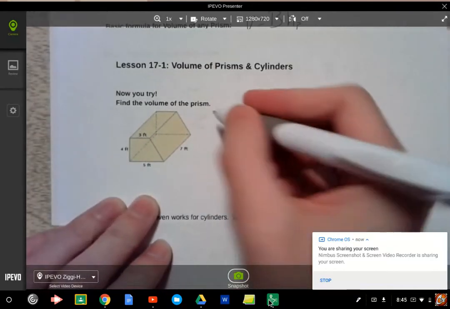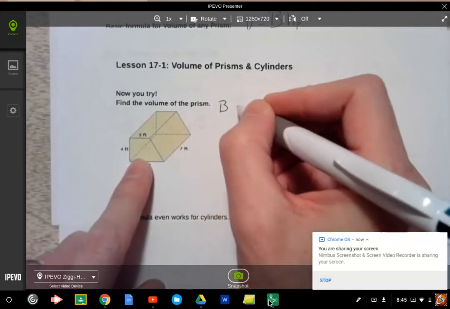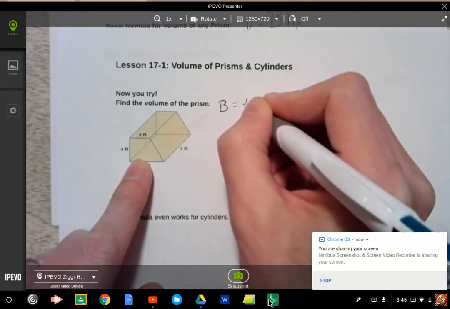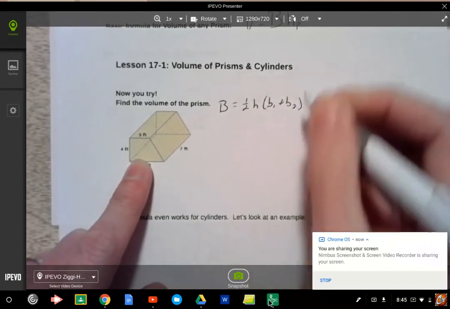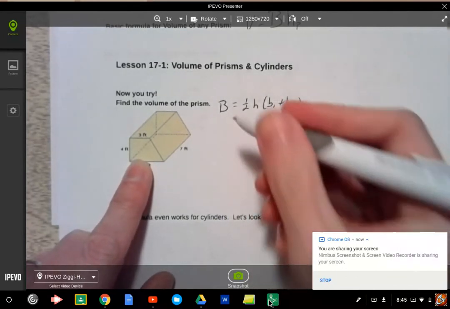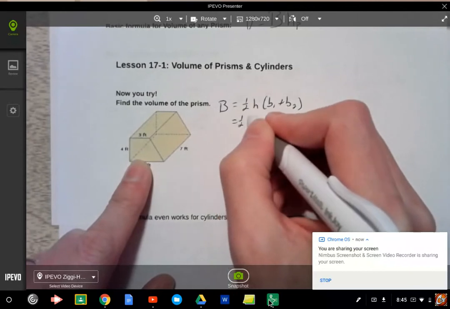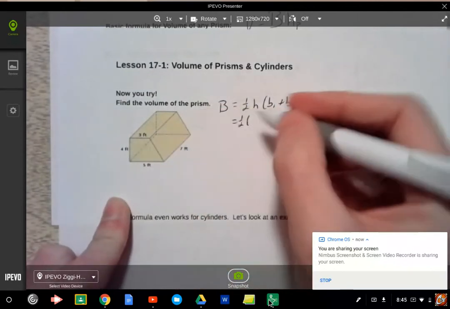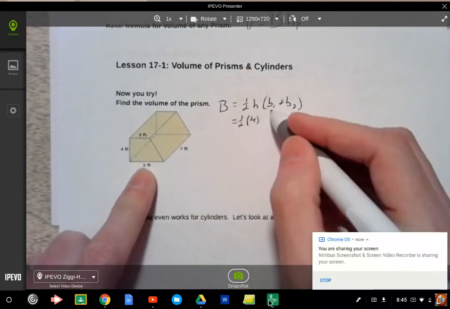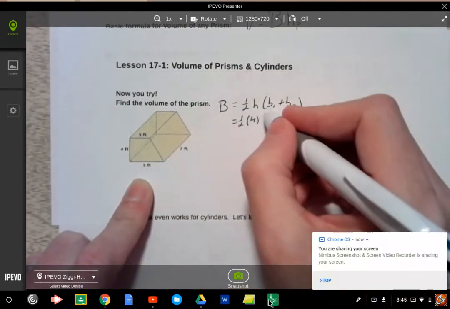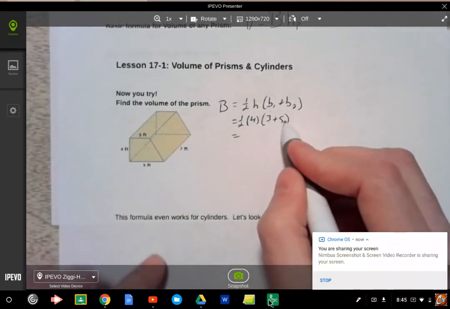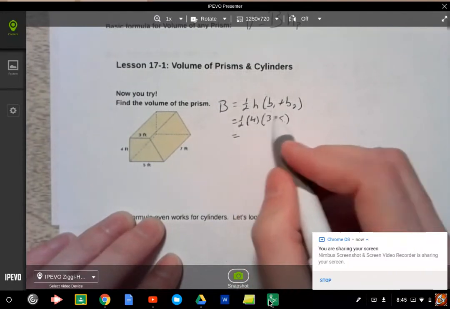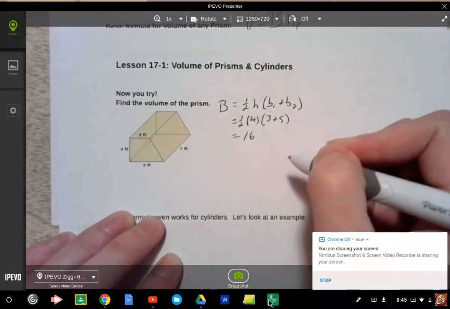Okay, so your base. What shape was your base? It's a trapezoid. So that's 1/2 the height, base 1 plus base 2. Still writing out my formulas, even though we finished that unit. 1/2, my height is the 4. My bases are 3 and 5. So 3 plus 5 is 8. 1/2 of 4 is 2. 2 times 8 is 16.